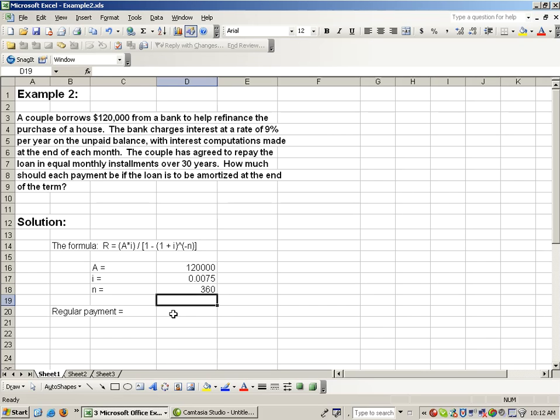Let's follow the formula. It's equal to parenthesis A times I, all of that divided by 1 minus parenthesis 1 plus I to the power of negative n. Close it twice, and there you have it. So the regular payment is $965.55 each month. So that's what they're going to have to pay each month in order to pay back the $120,000 plus the interest. Let's look at another application.